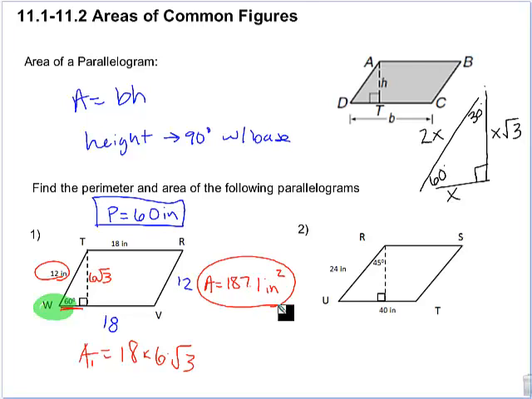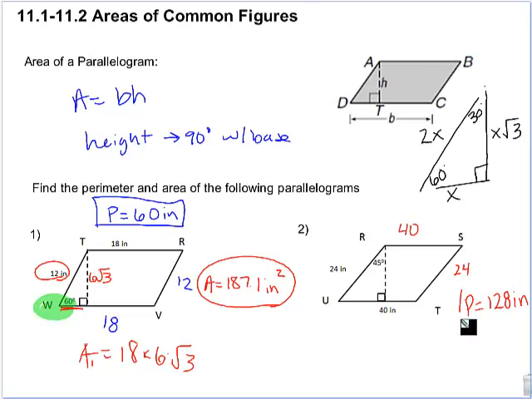Sound okay? Let's do the next one. Parallelogram RSTU. Let's find the perimeter first. So the parallelogram sides we know would be 40 up here and 24 there. 40 plus 40 is 80, plus 48. 128. Okay, so add them. What'd you get? 128. So the perimeter is 128 inches.